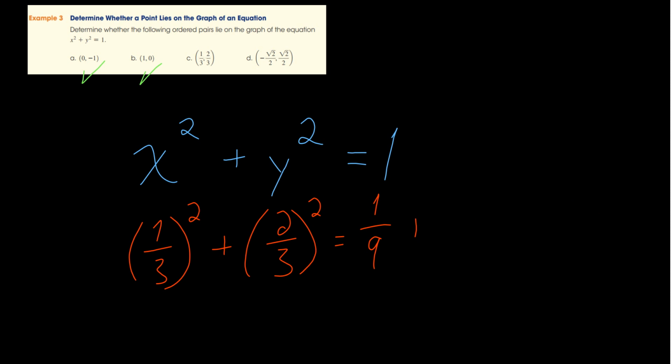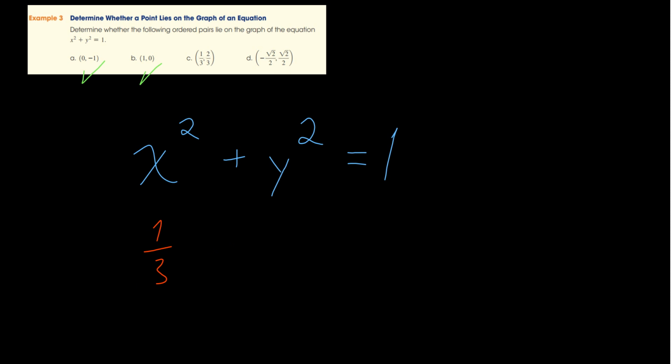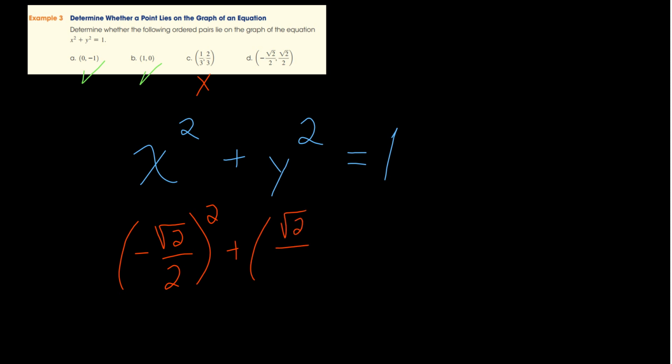And D, well, that just looks ridiculous, right? The negative square root of 2/2 and the square root of 2/2. For anybody who is familiar with trigonometry, that might look familiar to you. But let's go ahead and do this. We're going to write this. The x value was the negative square root of 2/2 squared plus the square root of 2/2 squared.